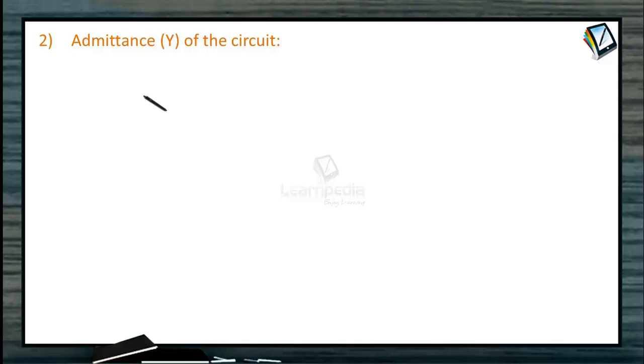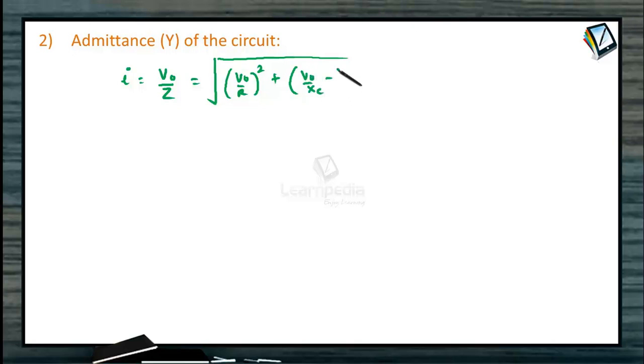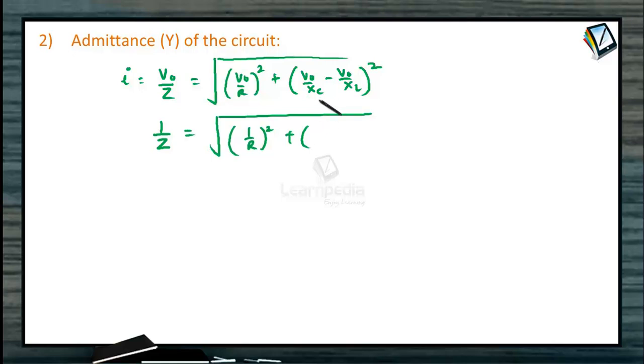Admittance Y of the circuit. To calculate admittance, we know current I can be written as V naught by Z. So this V naught by Z will be under root of IR square, that is V naught by R whole square, plus IC minus IL, that is V naught by XC minus V naught by XL whole square. So V naught we can take out and cancel. 1 by Z is equal to under root of 1 by R whole square plus, XC being 1 by omega C, omega C minus 1 by omega L whole square.